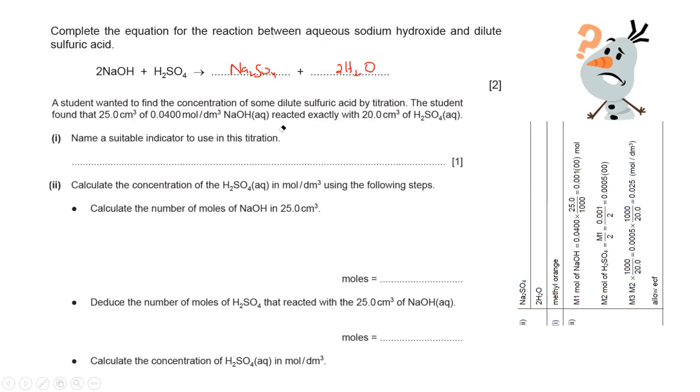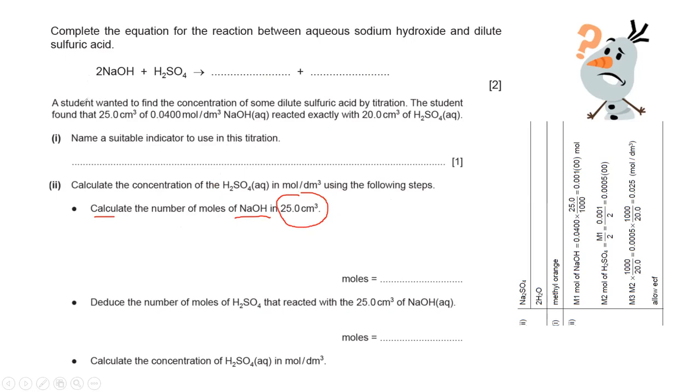We need the equation to solve the second part related to moles. In the second part, leave the titration as well, because that is related to acid too. Calculate the concentration of sulfuric acid. We have to calculate it using the following steps. We have to follow the steps to get the answer; we will not get it directly. First they are saying to calculate the number of moles of sodium hydroxide in 25 cm cube.